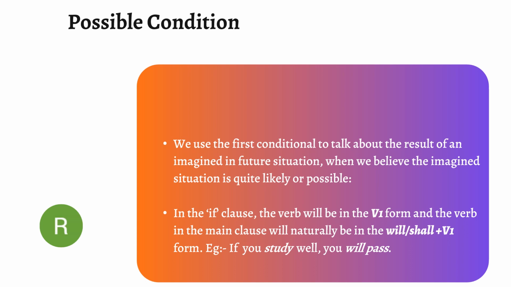Let's analyze the verb format in the sentence. In the if clause, the verb form will be V1 form. V1 form means the first form or simple present form of the verb. Naturally, in the main clause, the verb form will be will or shall plus V1. For example, if you study well, you will pass in the examination.